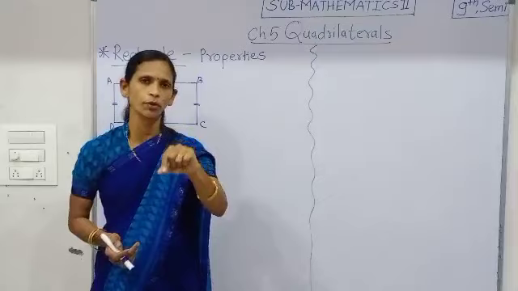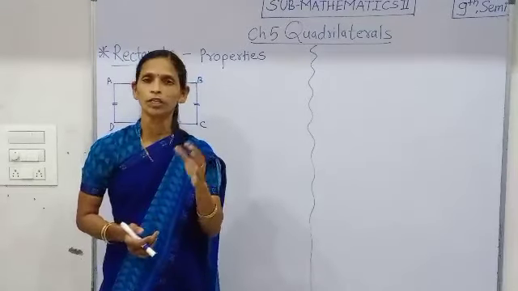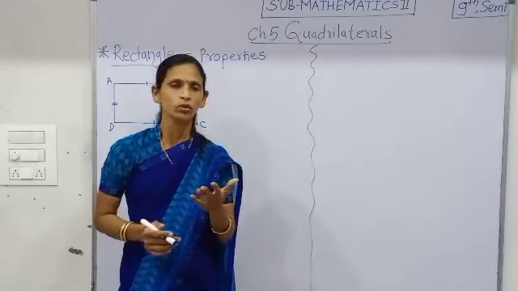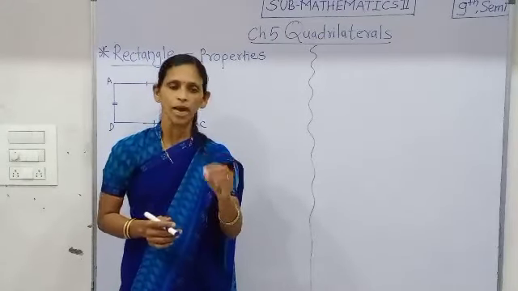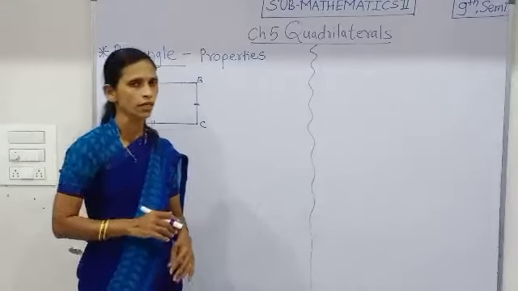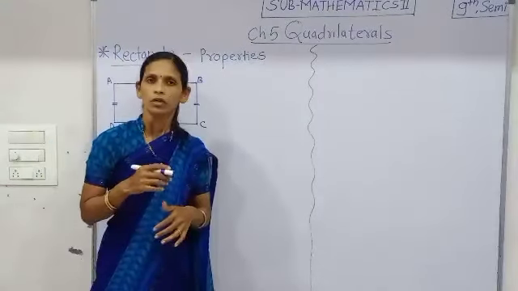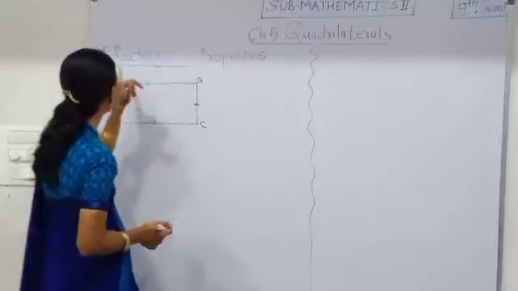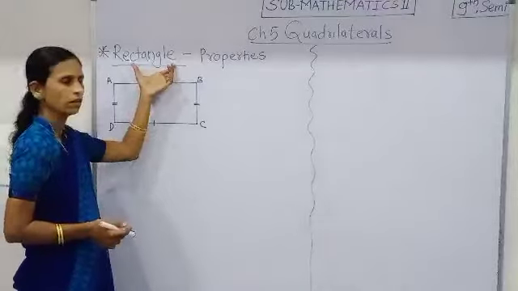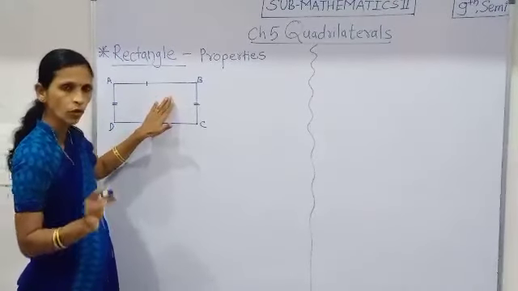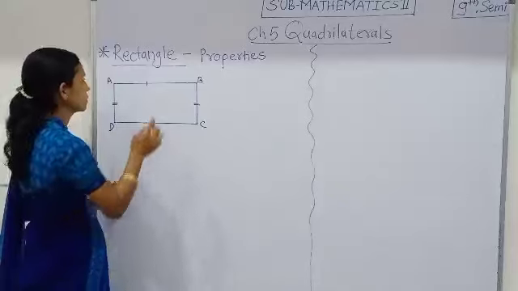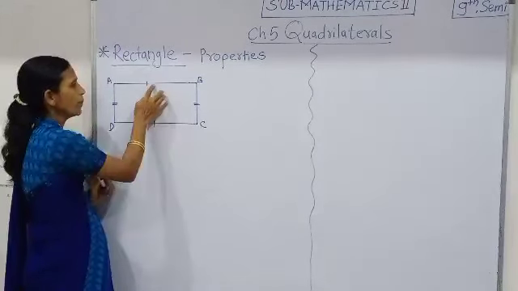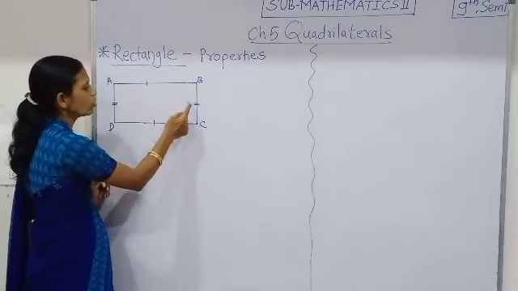examples based on the properties of rectangle and the properties of square, which we will solve from practice set 5.3. First of all, we will discuss the properties of rectangle. A rectangle is a type of quadrilateral in which the pair of opposite sides are congruent.